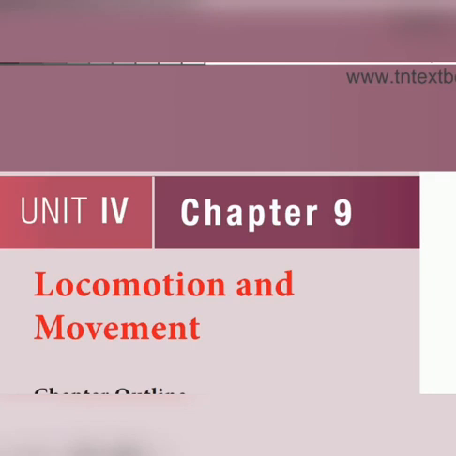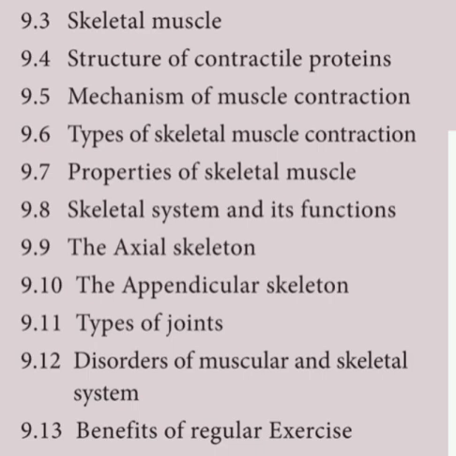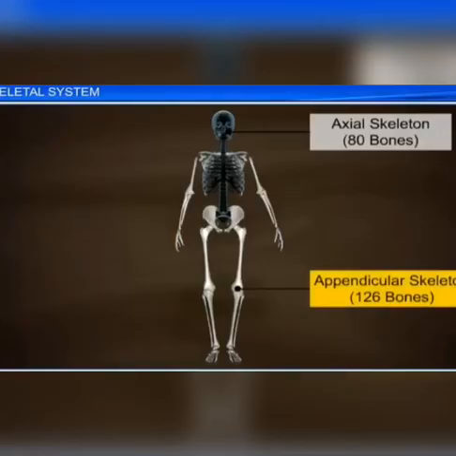So, in the previous class, we started the new chapter, Locomotion and Movement. In that, we completed up to the axial skeleton, right? Today, we will start with the appendicular skeleton. The bones of the upper and the lower limbs, along with their girdles, constitute the appendicular skeleton. The appendicular skeleton is composed of 126 bones.